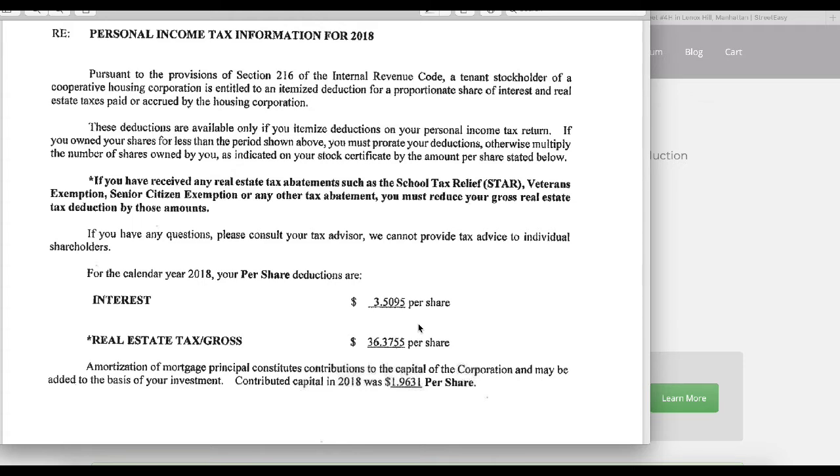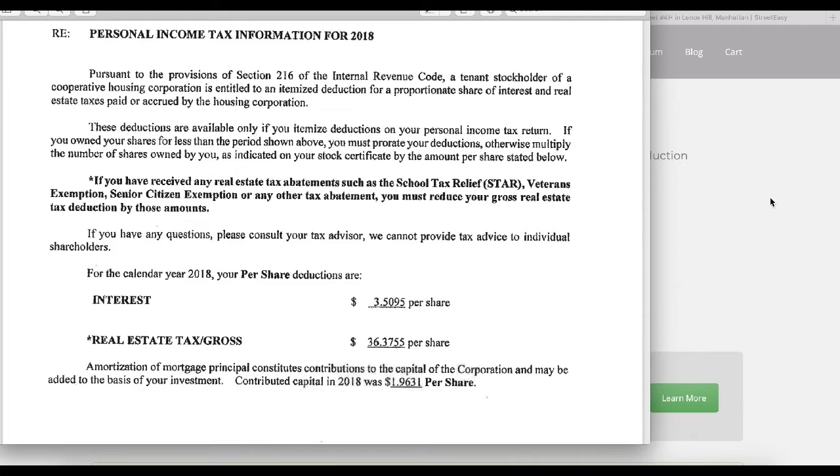Alternatively, it is possible to see one that is higher, perhaps 60% or more, or something closer to 30%. The extent to which you can deduct these things on your tax return really depends on how much in mortgage interest your co-op is paying. In other words, how much loan exposure do they have, what is their interest rate, and also how much in real estate taxes they're paying every year.